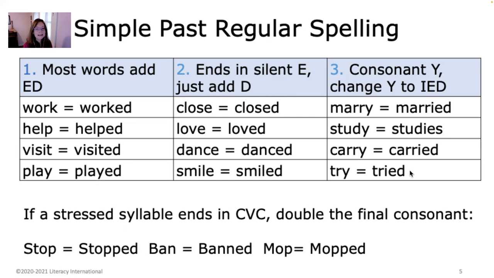If a stressed syllable, so this other one, I don't usually teach this at the A1 level, but just so you know, there are a few words. If a stressed syllable ends with a consonant and then a vowel and another consonant, you double that final consonant. So like stop becomes stopped with two P's. Ban becomes banned with two N's. Mop becomes mopped with two P's. There's also a differentiation between the British English and the American English spelling on words like travel that end with an L.